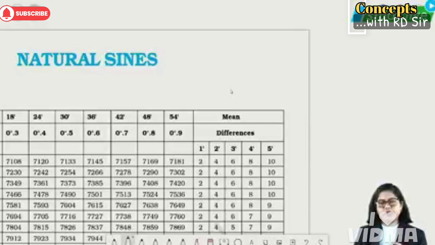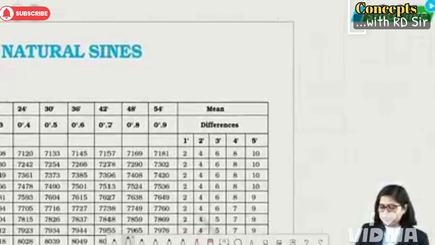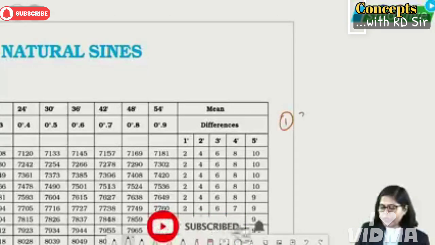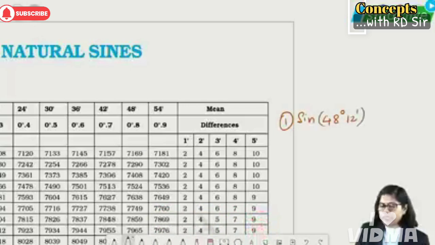Now, students, suppose a sine value is given like this: sine 48 degrees 12 minutes. This is what the question is, and I have to see how to check the sine value. Okay. Now this is a very easy method.